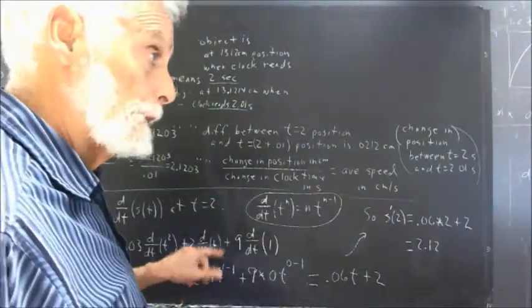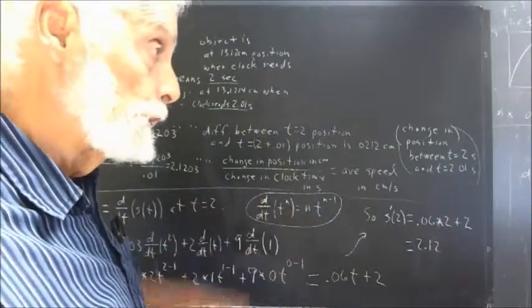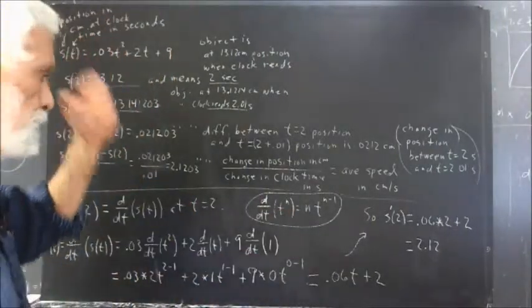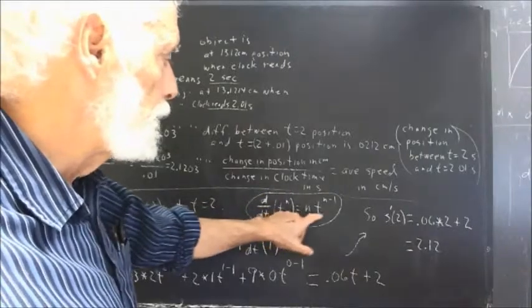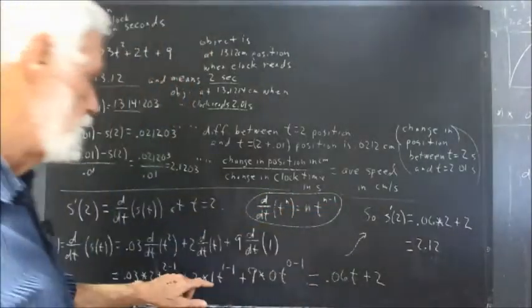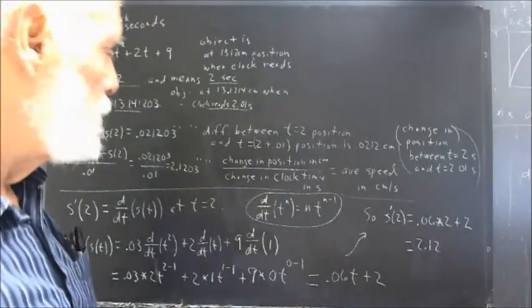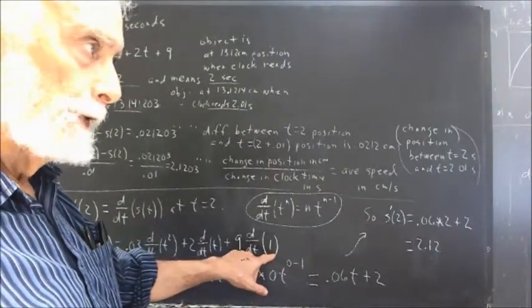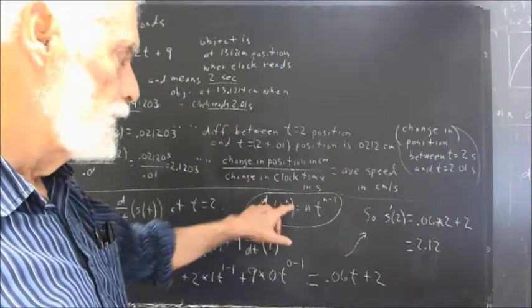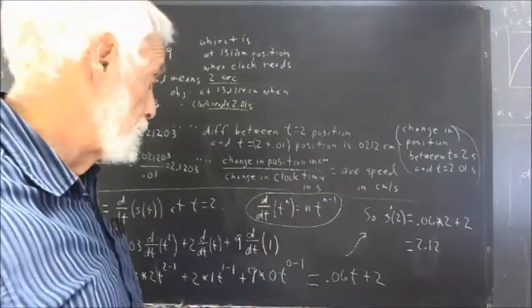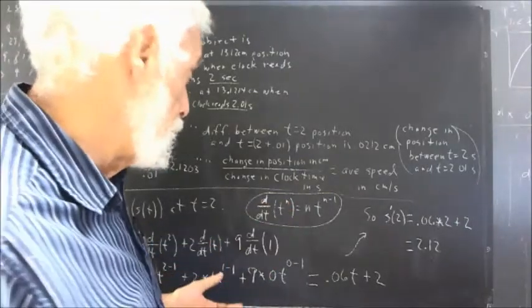T is the same as t to the 1, so n equals 1. So what's the derivative of t to the 1? It's 1 times t to the 1 minus 1. And then, is 1 a power function? Is it of the form t to the n for some number n? And the answer is yes.